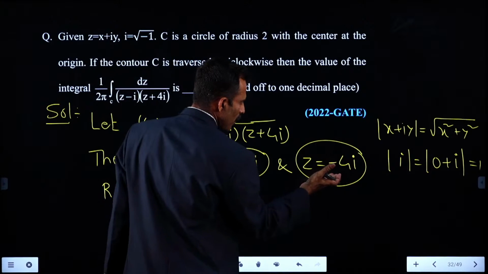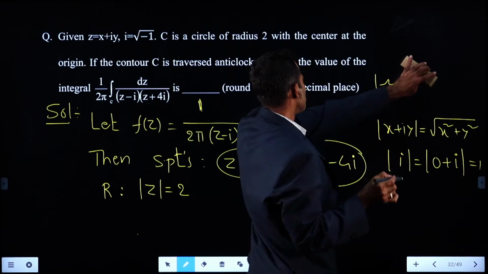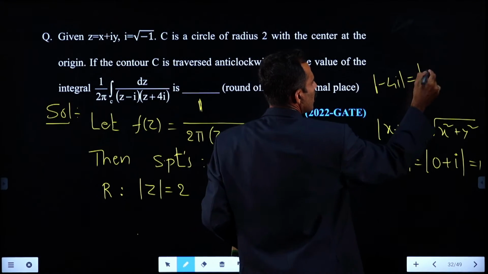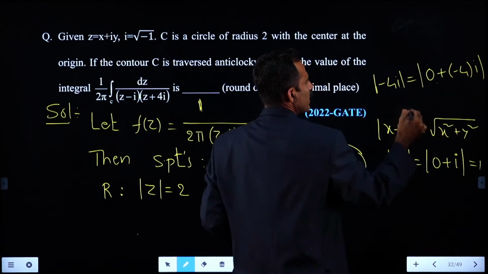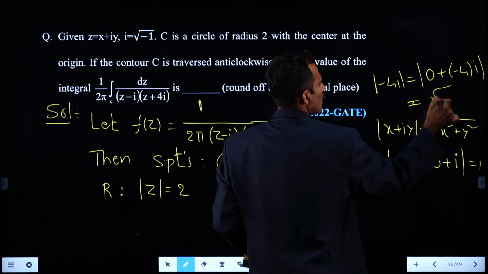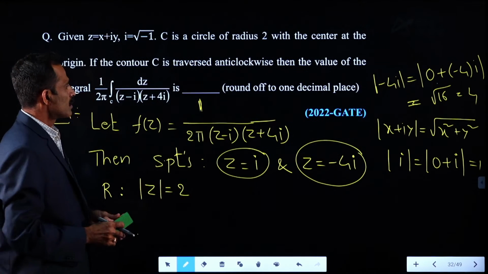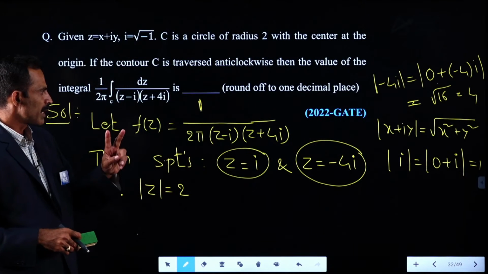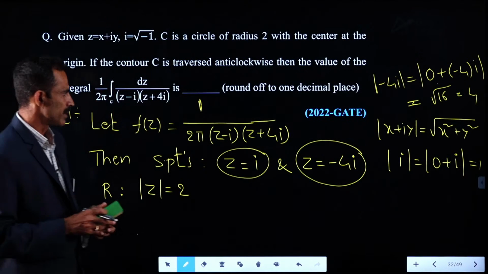Next, we go to the second singular point, minus 4i. That is 0 plus minus 4 into i. The modulus of x plus iy is under root of x square plus y square, that is under root of 16, which is equal to 4. But 4 is greater than 2 only. So this point lies outside the region and the other point lies inside the region. The function has two singular points, but out of two, only one lies inside the region. One of them lies outside the region only.